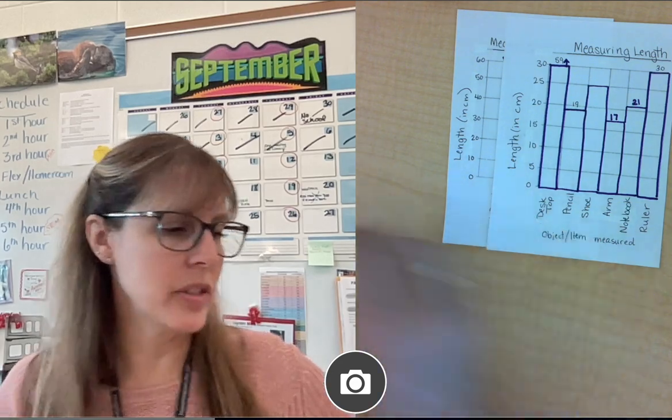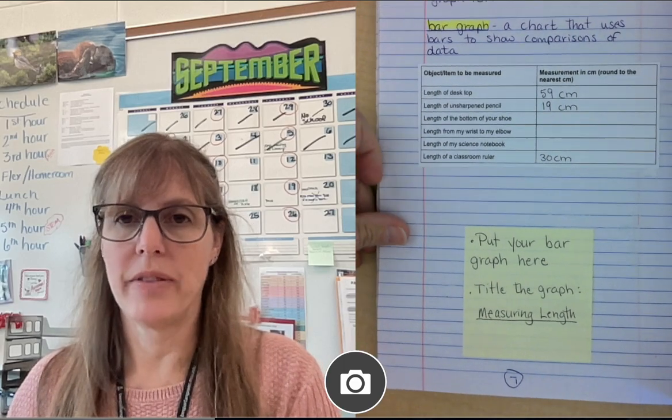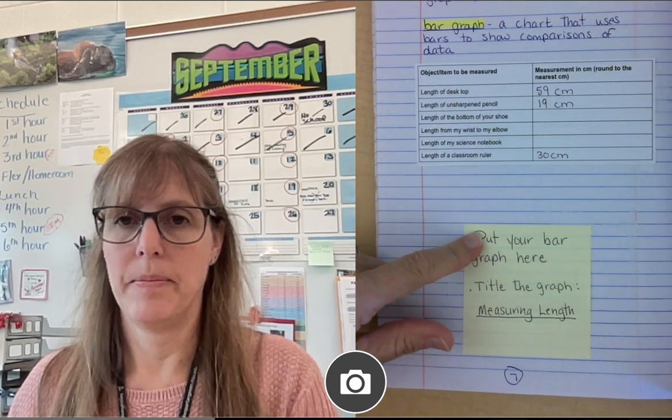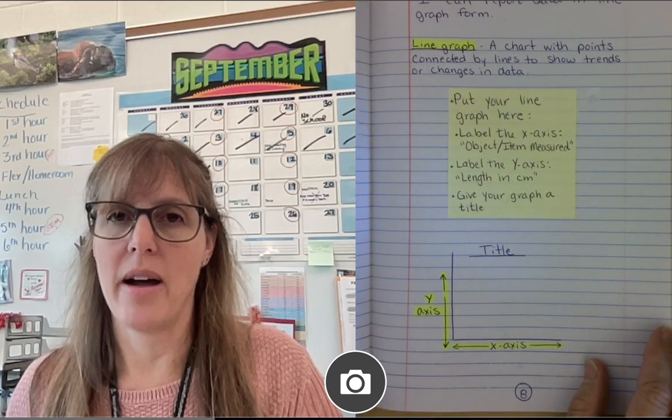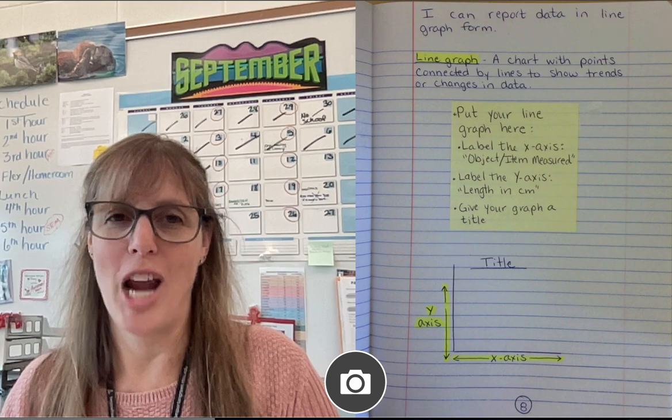All right, so when you're done actually building your graphs, remember, your graphs are going to go on page 7 and 8 in your notebook. Oh, let me find page 7 and 8. So you're going to put your bar graph on the bottom of page 7. Make sure you title the graph. And you're going to put your line graph on the bottom, middle of page 8.